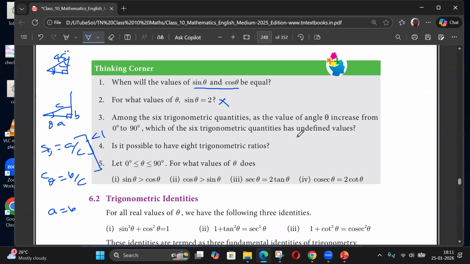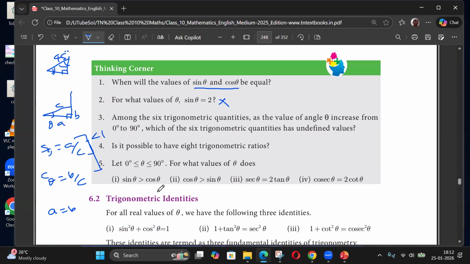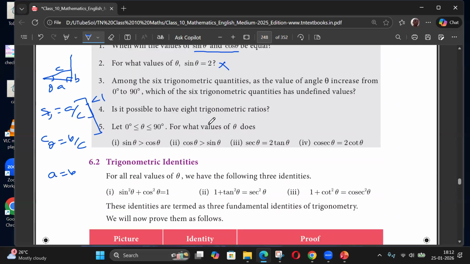Is it possible to have 8 trigonometric ratios? Sine, cos, tan and the reciprocals make 6. We have 6 ratios, so it won't be possible, right, sir? The question is not clear. I'll leave it.